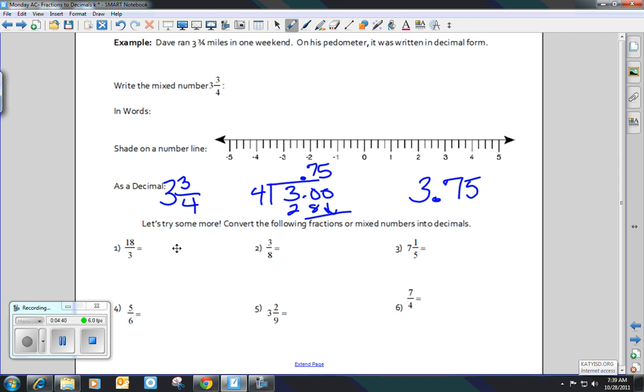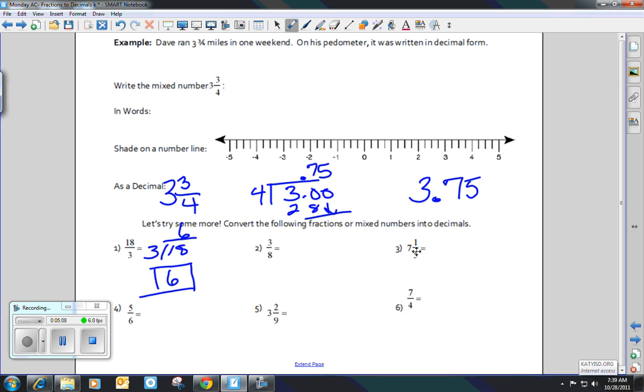All right, here are some more. Converting fractions to decimals. This would be 18 divided by 3. 18 divided by 3 is going to be 6. So our answer here for number 1, example 1, is 6. I want you to do number 2 on your own. And also 4 and 6 on your own, and I'm going to do number 3 with you, and then you can do number 5.